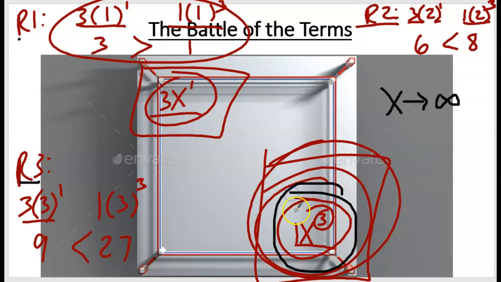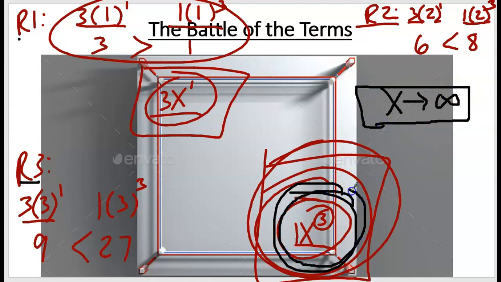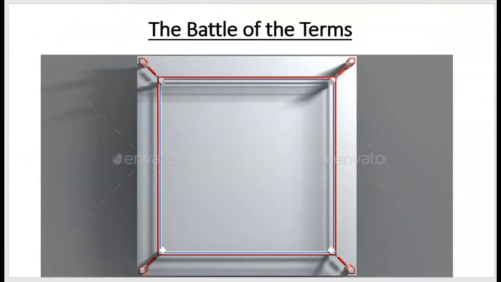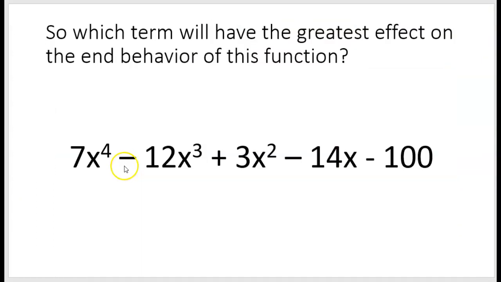This guy is. And so what that means is that as x goes to infinity, this guy is the one who really determines what happens. This guy can have an effect on things in the short run, but in the long run, this guy is the one that determines what happens at infinity. Because as we plug in bigger and bigger values for x, that's the one that has the biggest effect.